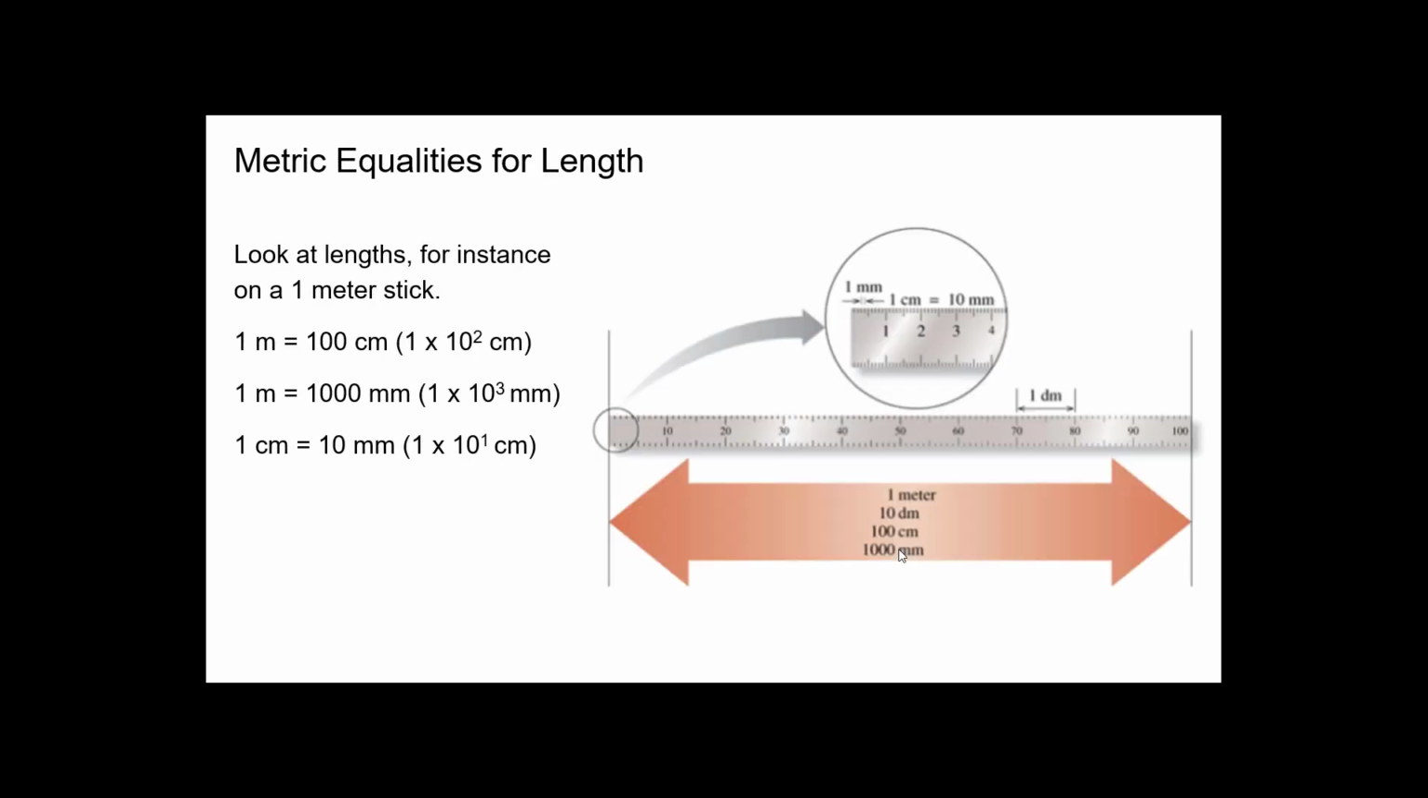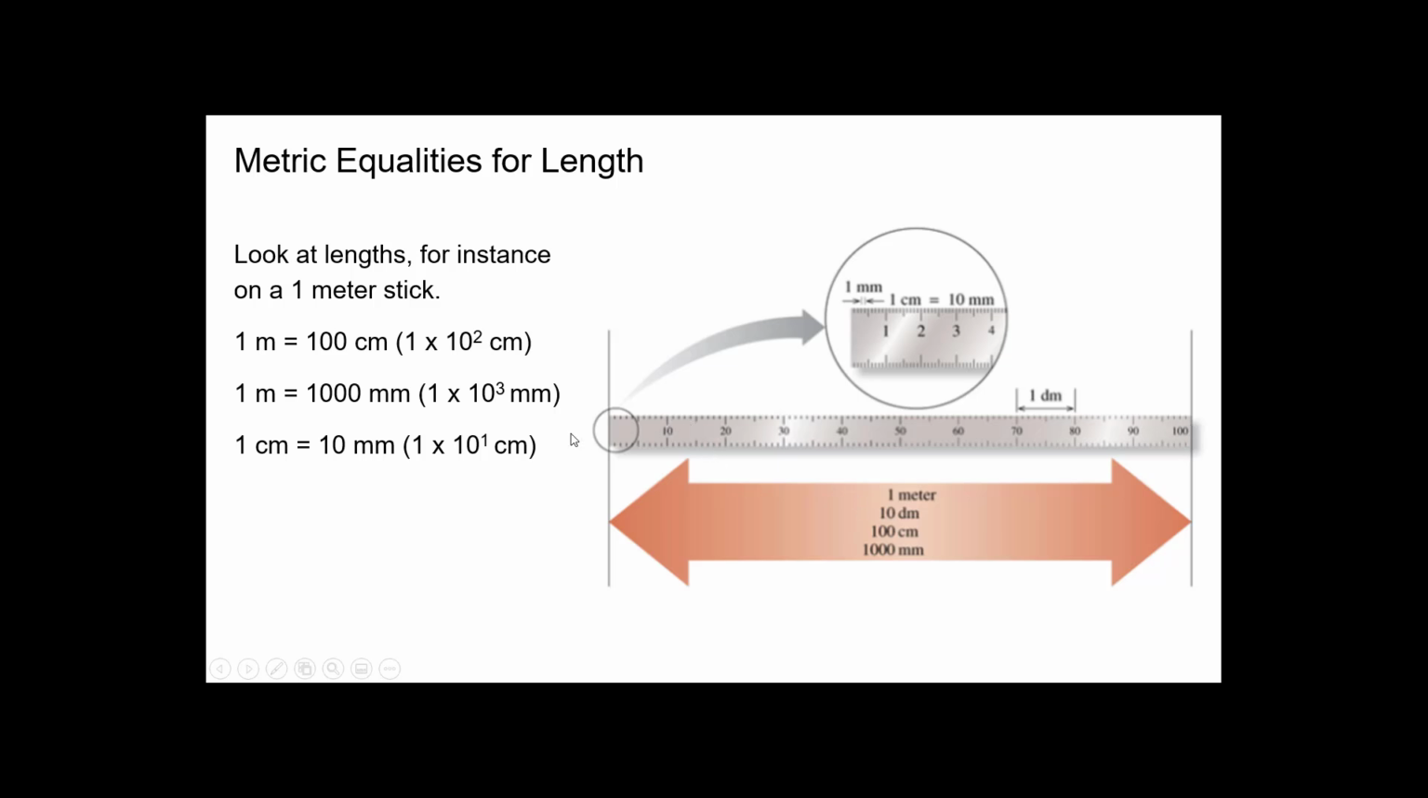Metric equalities for length. So if we look at a meter stick, 1 meter equals 100 centimeters, 1 meter equals 1,000 millimeters, and 1 centimeter equals 10 millimeters. So what does this mean? Let's look at this. This whole stick here is a meter stick. That means that it's broken down into segments of 100. So you can see this is 10, 20, and so forth, 100 centimeters. But in this also, these little increments here, all of these equal 1,000 millimeters to a meter stick.